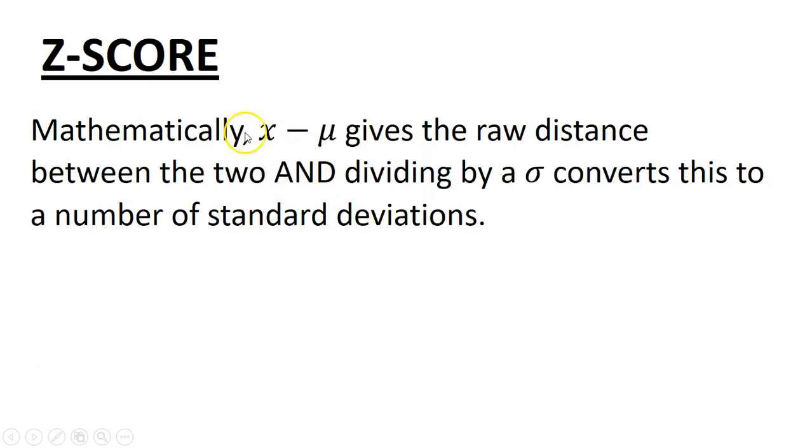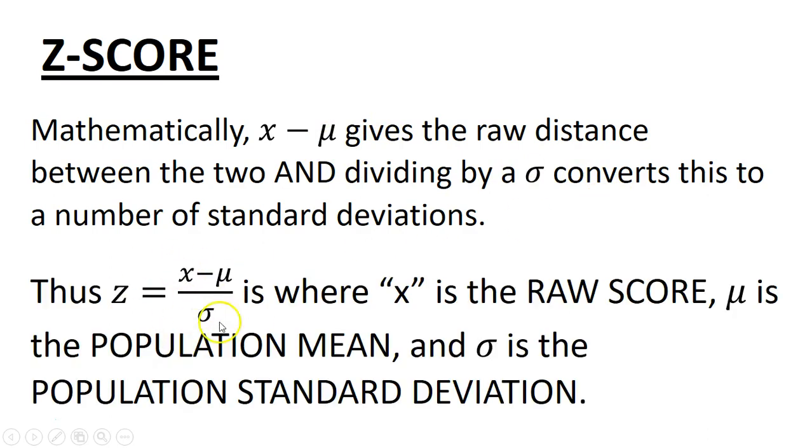Mathematically, again, you find whatever you're looking for minus the mean, and that gives a raw distance between the two. All right, and then we divide it by the standard deviation. That's the population mean. That's the population standard deviation. That converts this into a number for us, right? And that's that formula right there, where x, again, is the raw score, whatever you're looking at. Mu is the population mean, and the sigma there is the population standard deviation.